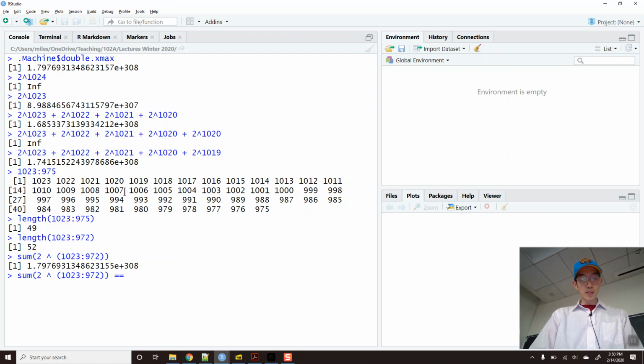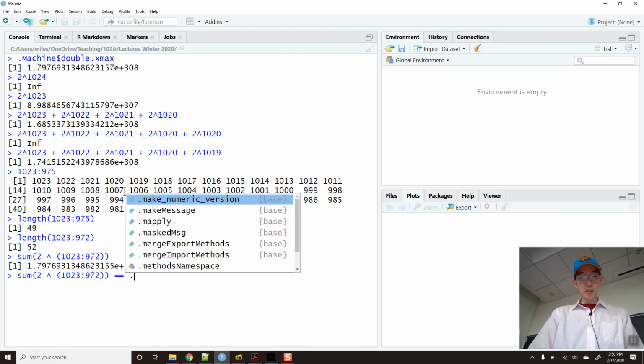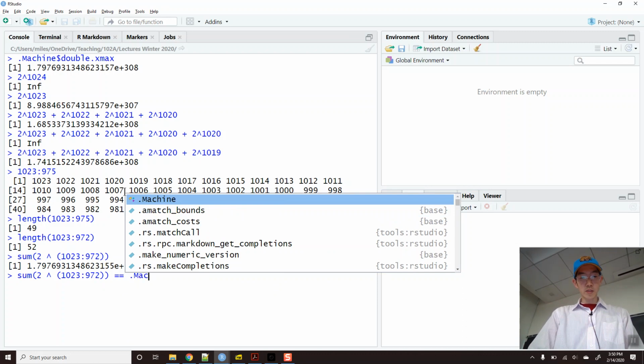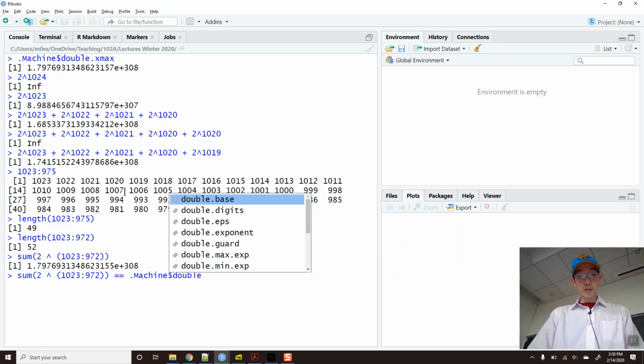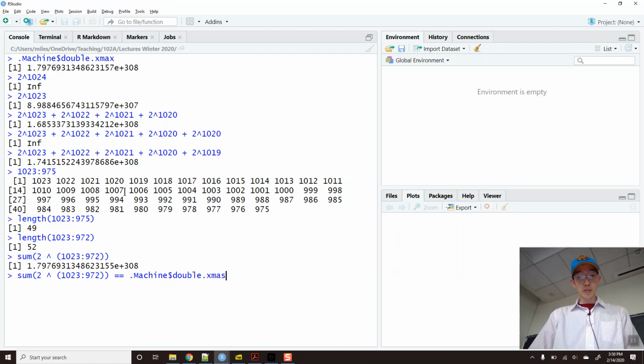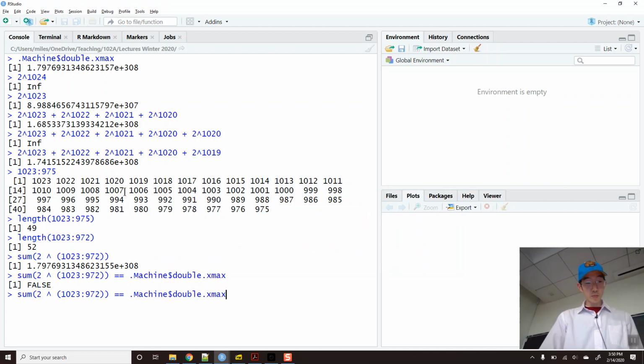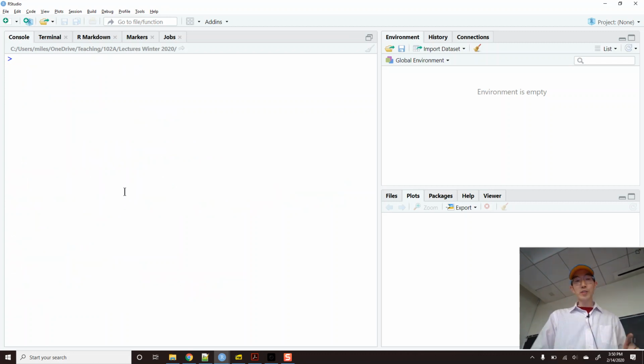Is that equal to dot machine, what's going on? Dot machine double dot X max. Something's not quite right. Let's see. Okay, 1023 to 971. So that will equal dot machine double X max. There's a consequence. Something weird happens. Sorry, just stick with me one more extra minute here.